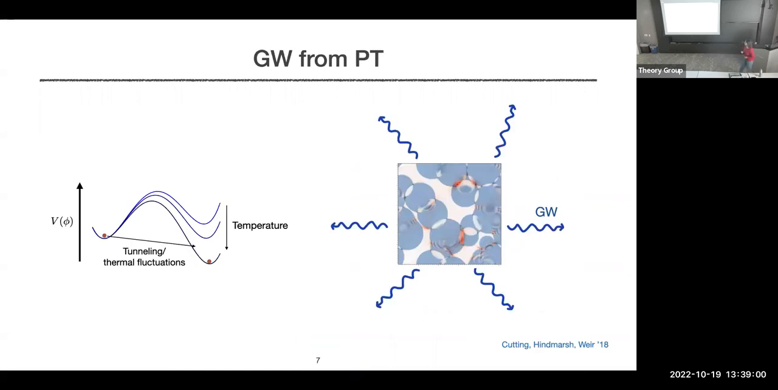Why phase transitions give gravitational waves is that phase transitions are characterized by the development of a true vacuum away from the false vacuum in which your system is. When the system transitions from the false vacuum to the true vacuum, either through tunneling or thermal fluctuations, it forms nucleation sites of true vacuum, which expand and form bubbles of true vacuum. When the bubbles collide, it has a time-dependent quadrupole moment, which gives off gravitational waves. That's the source of gravitational waves for us.